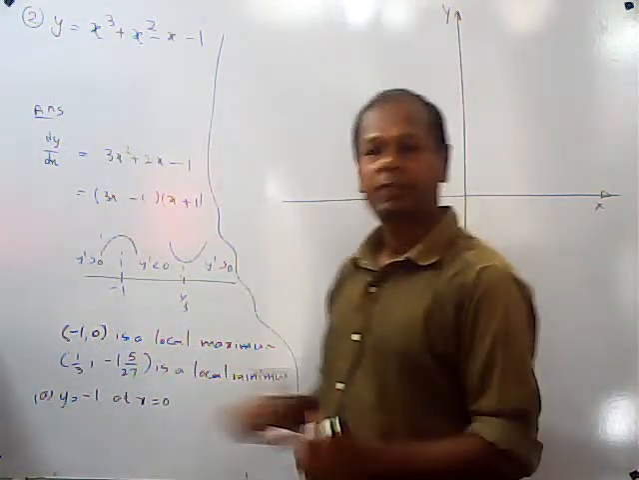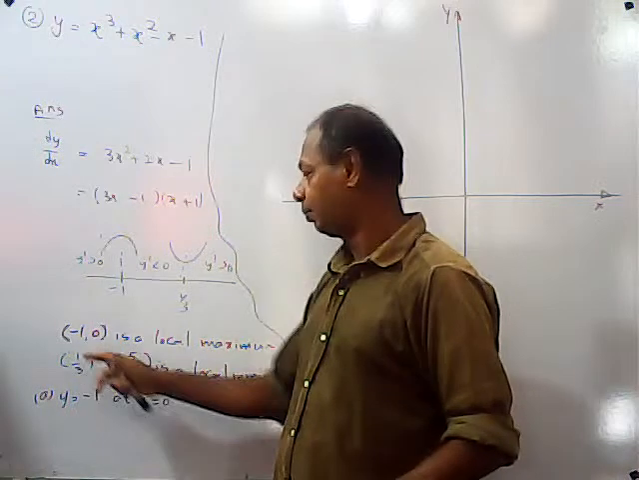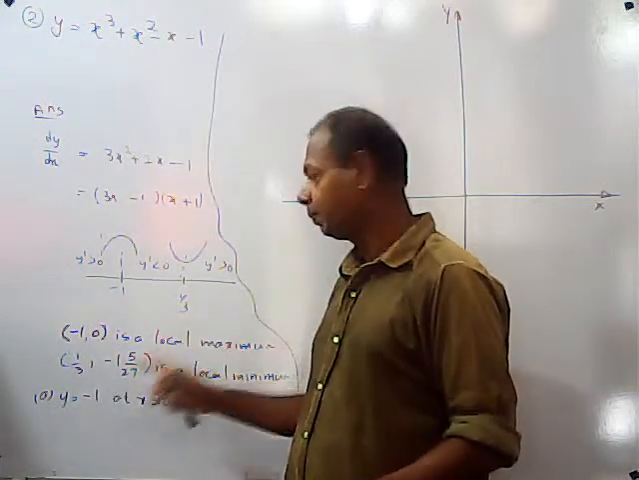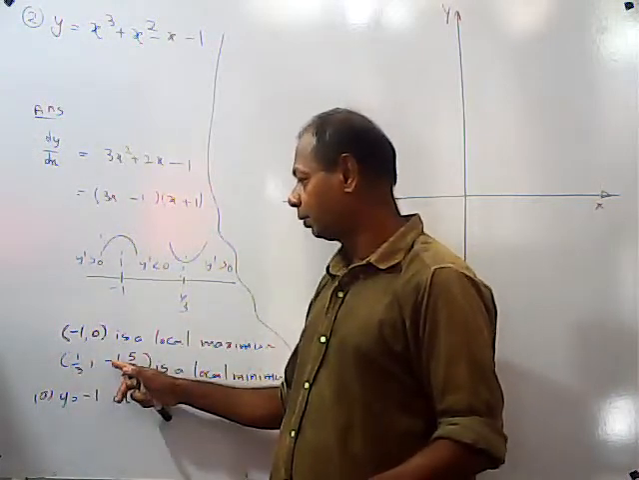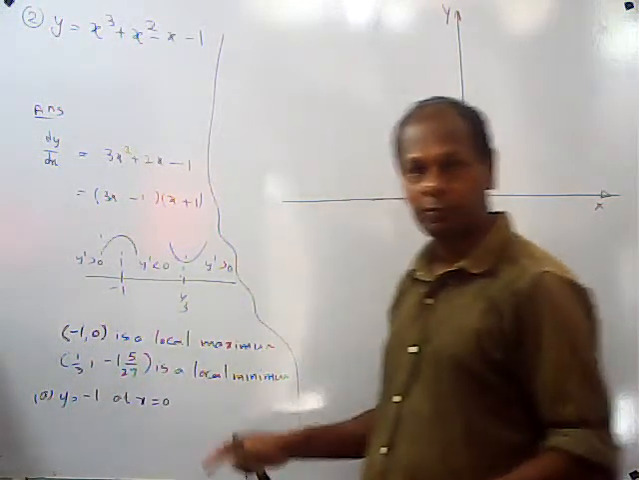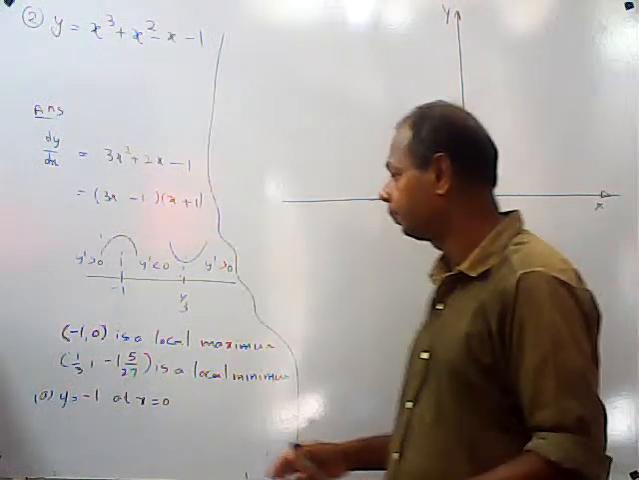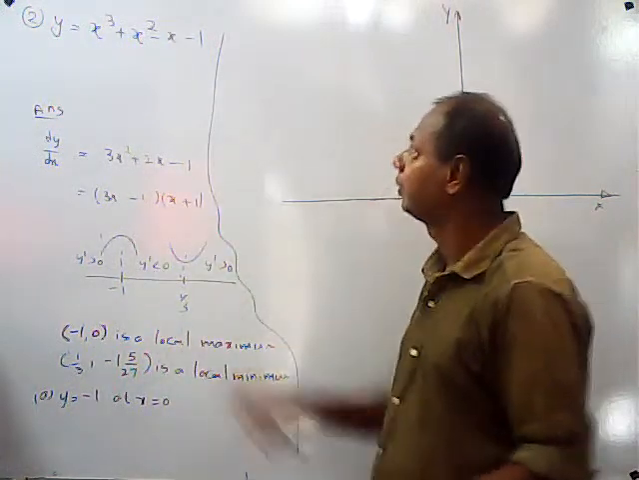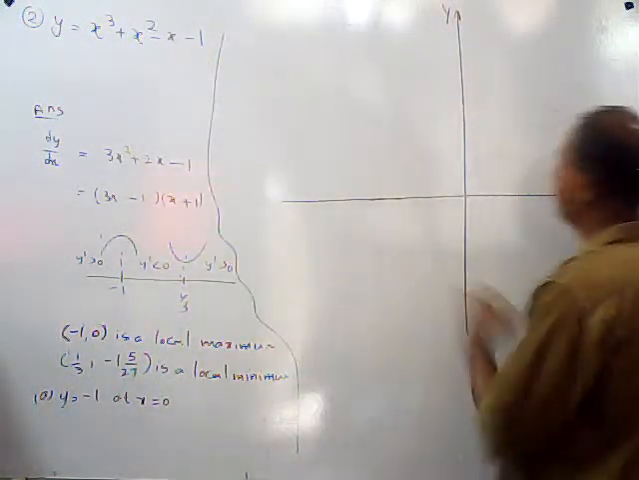So turning points are these. We found this earlier also, right? Minus 1, 0 is the local maximum. 1 over 3, minus 1 and 5 over 27 is the local minimum. These things we found earlier also. Then find the other details. When x is 0, y is equal to minus 1.